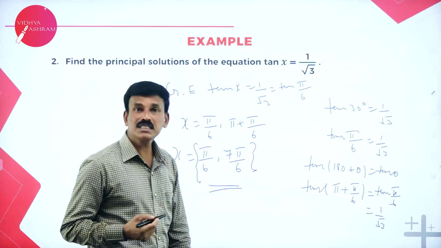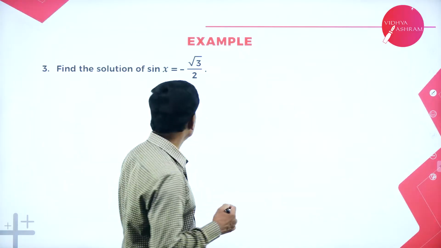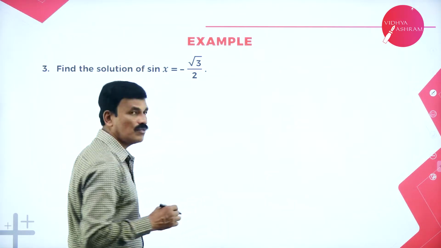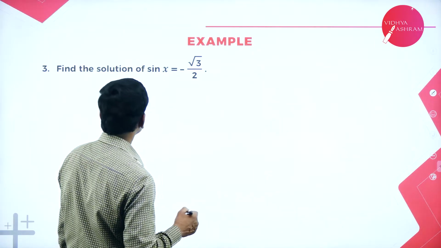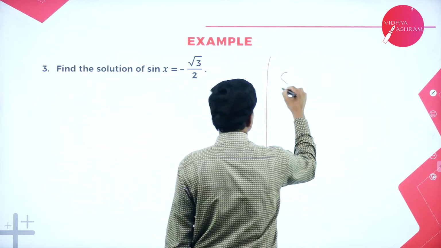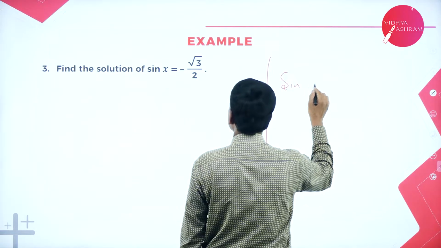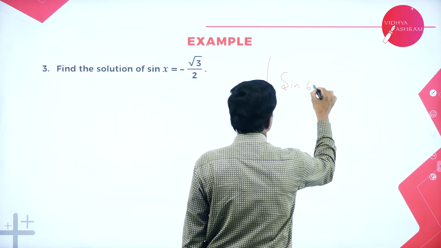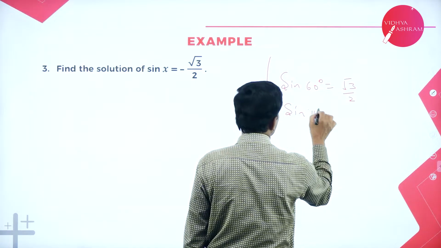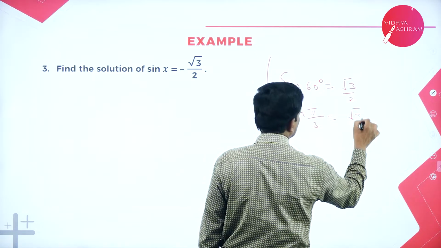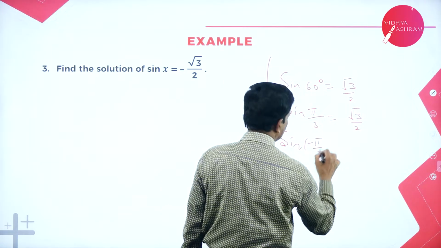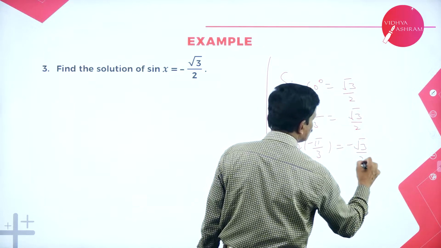That's it. Now let us come to the next problem. Find the solution of sin x is equal to minus root 3 by 2. What is the value given? Sin x is equal to minus root 3 by 2. Now, the value of theta which satisfies this equation: first we know that sin 60 degrees, that is sin of pi by 3, is equal to plus root 3 by 2. Since this is negative, we can write sin of minus pi by 3 is equal to minus root 3 by 2.